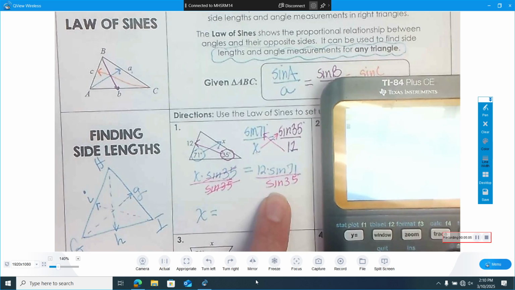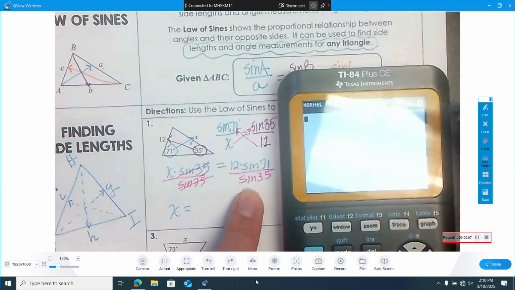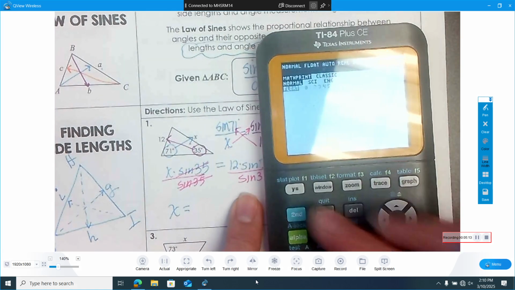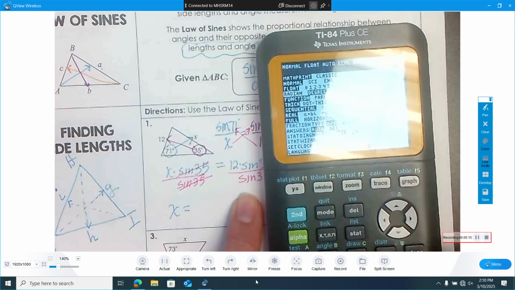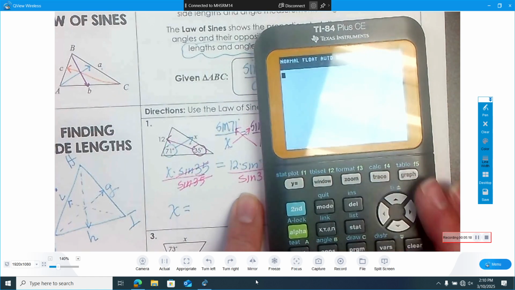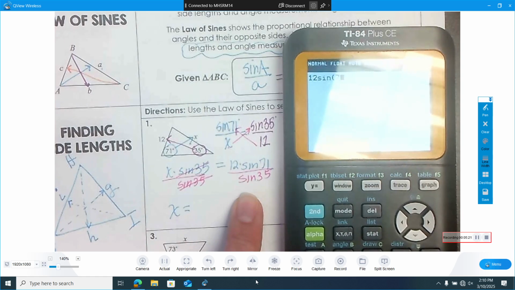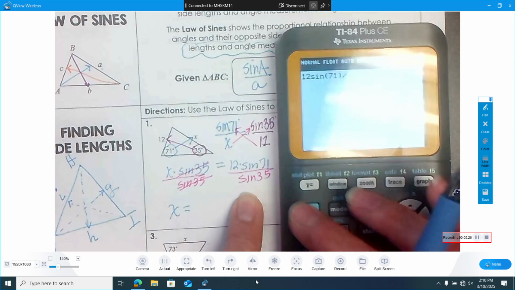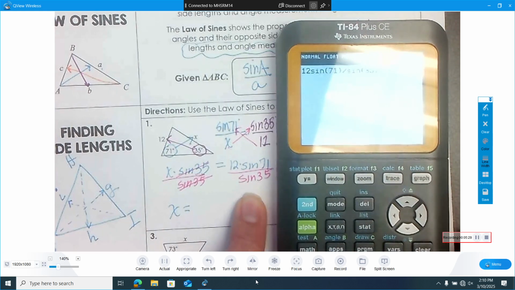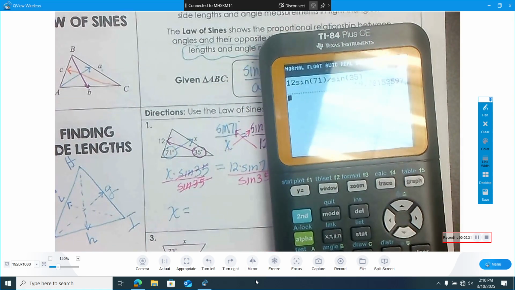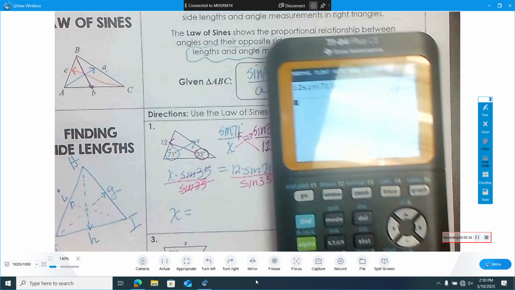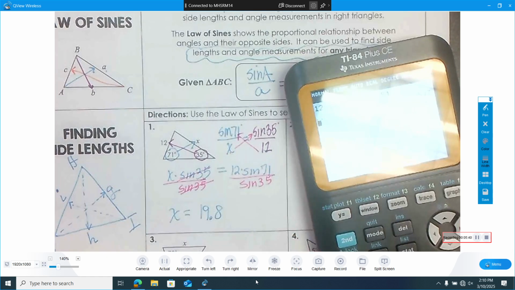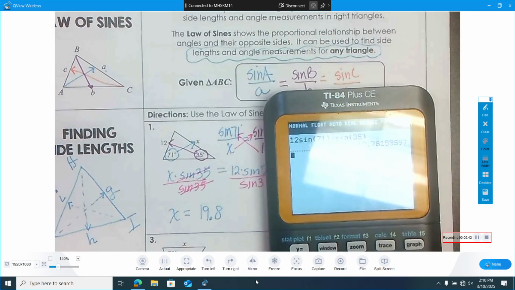What mode should your calculator be in? Degree mode. You go to mode, the mode button is right at the top there, and you just go down to where it says degree and hit enter. All right, so we're going to do 12 sine of 71 over the sine of 35. 9.97. What'd you get? 9.97? That's not what I got. 19.8. We're going to round to the tenth place. Are you in degrees? Okay.